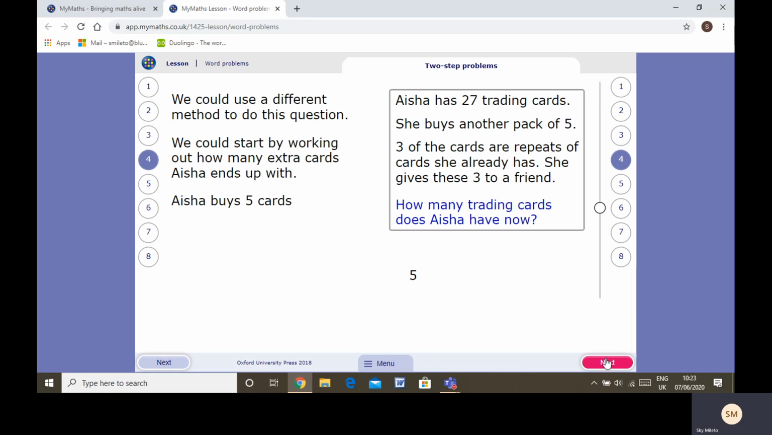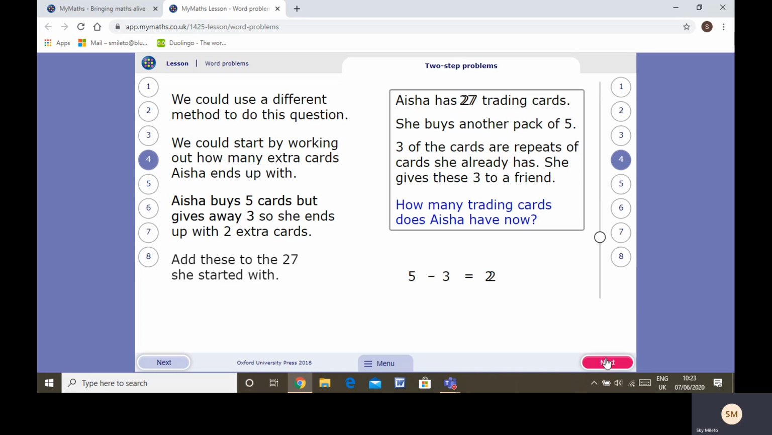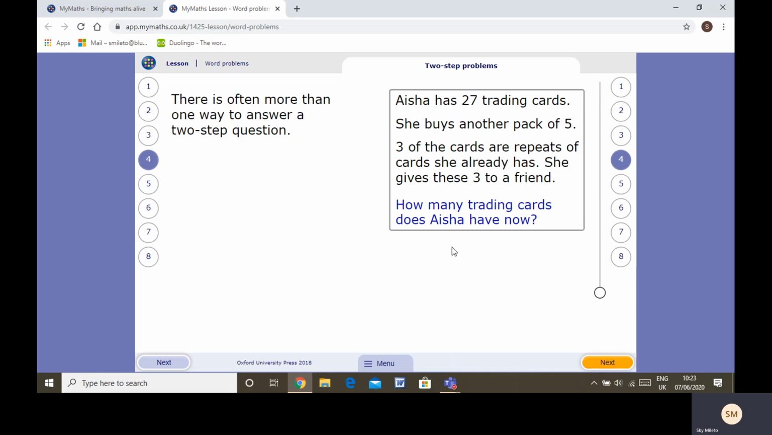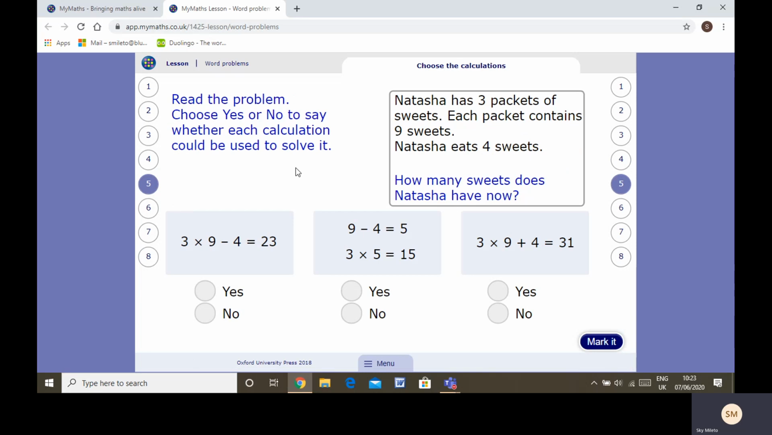Okay, this is showing us the other way. She buys 5 cards and she gives away 3. So that would give us the answer of 2. And then we could do the 27 plus 2. Either way, we got the same answer. So either way you do it in class, as long as you get the answer, it's absolutely fine.